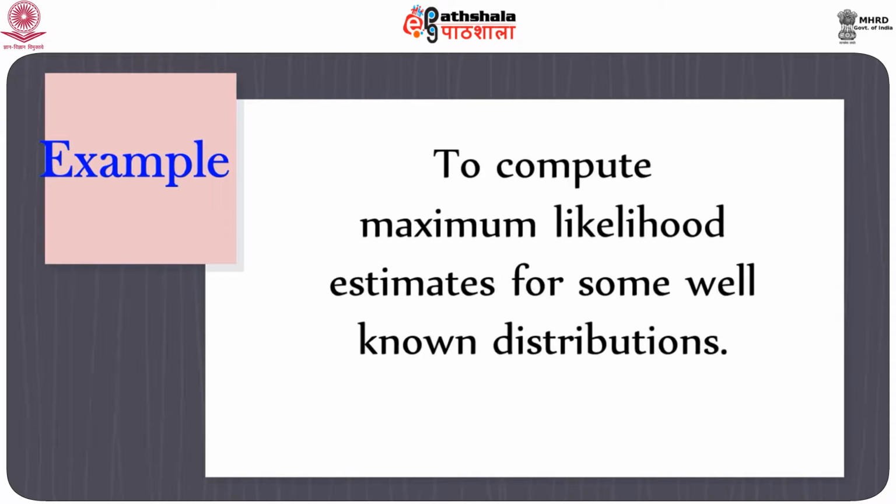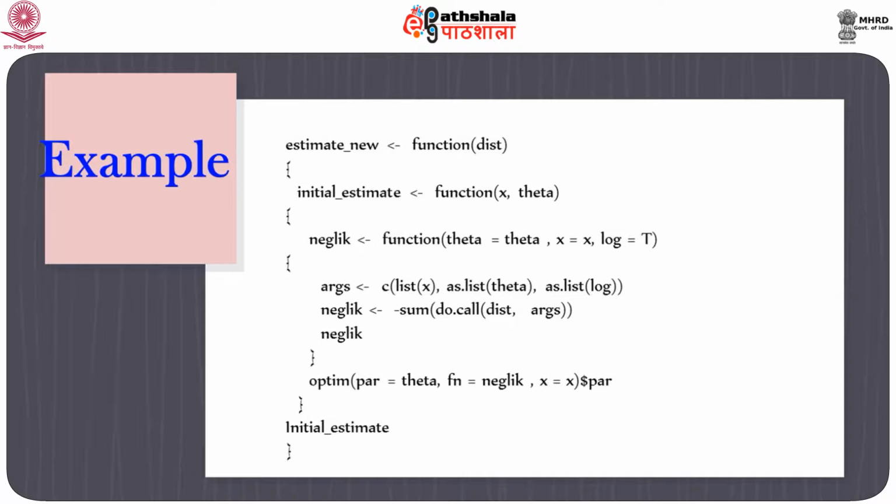Here the objective is to compute maximum likelihood estimates for some well-known distributions when a vector of data is provided to us. Within the function estimate_new, we defined another function which is initial_estimate. Now, this is a function of x and theta, but estimate_new is a function of the distribution for which we intend to find the maximum likelihood estimates. So, these are very clear to us. The initial_estimate function will depend on the distribution that we are choosing.